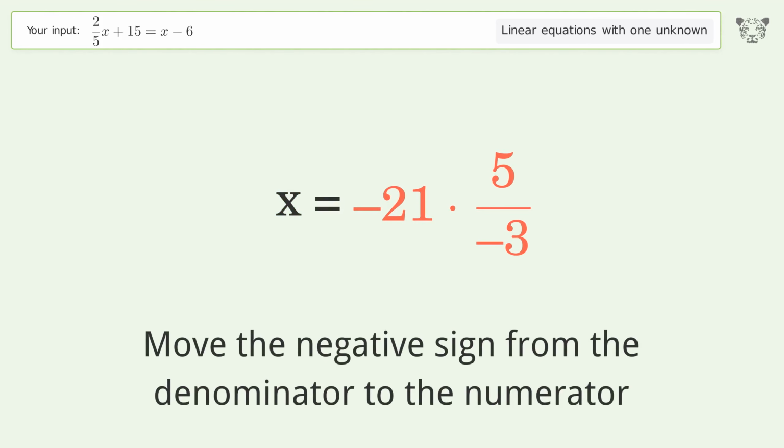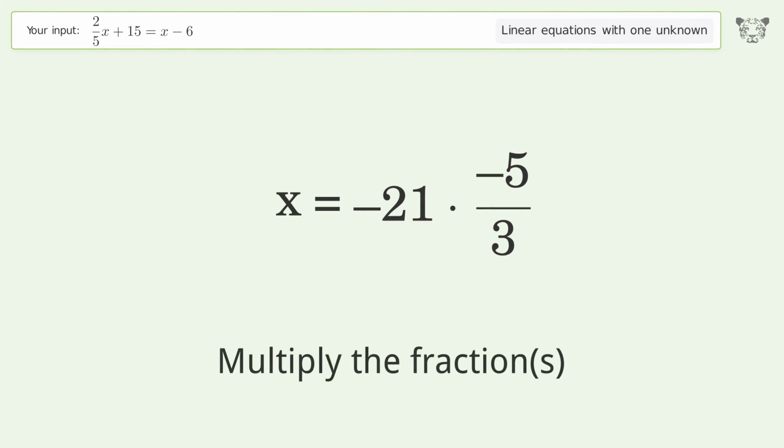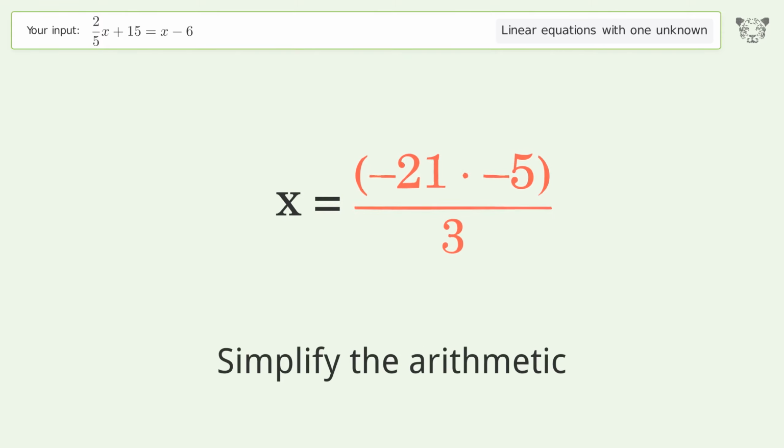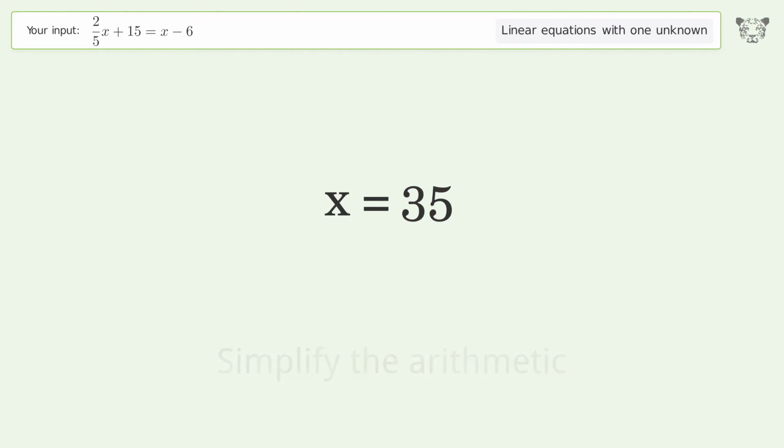Move the negative sign from the denominator to the numerator. Multiply the fractions. Simplify the arithmetic. And so the final result is x equals 35.